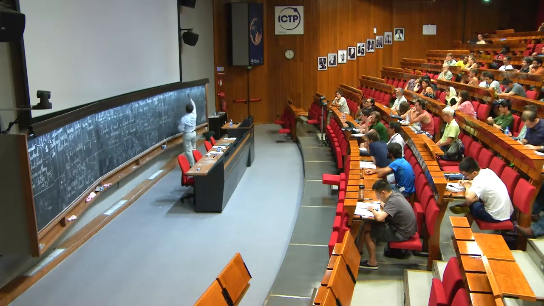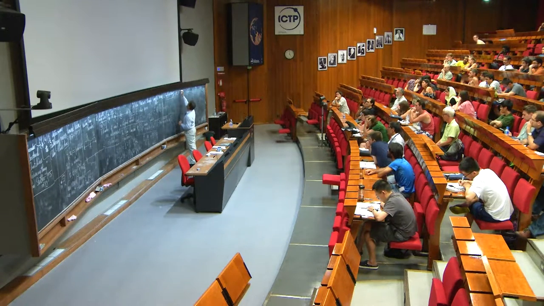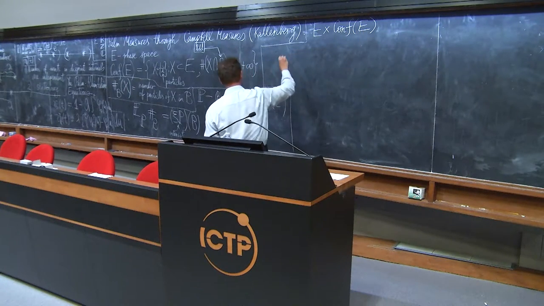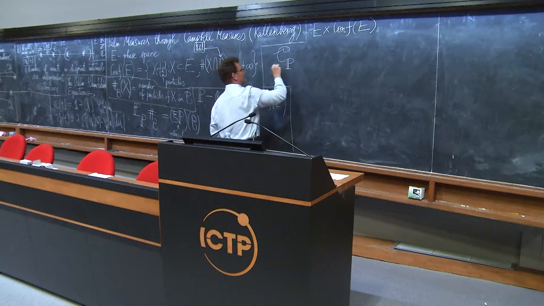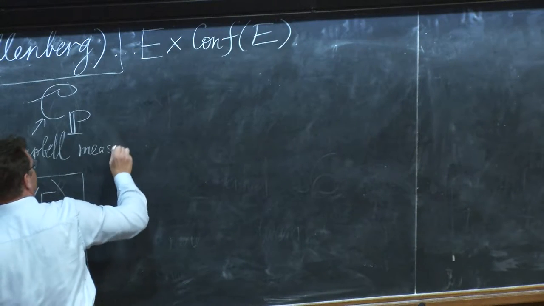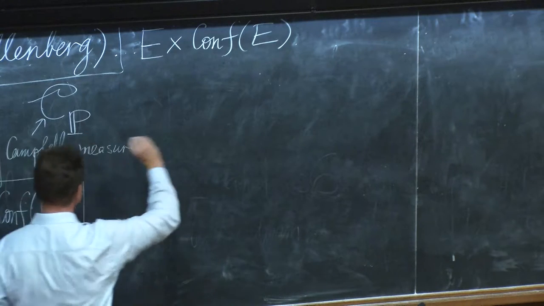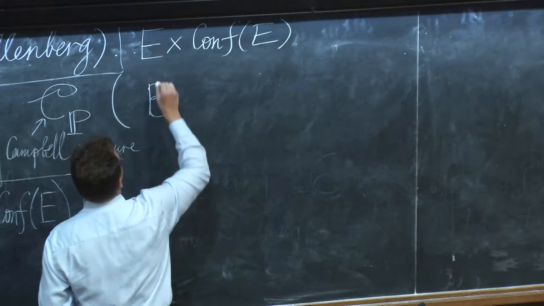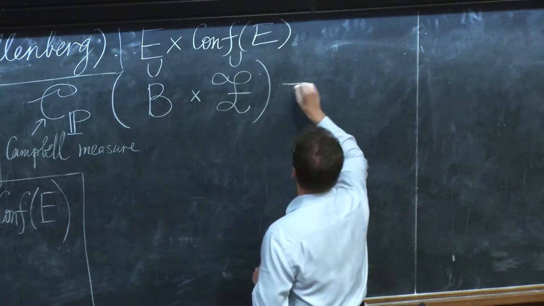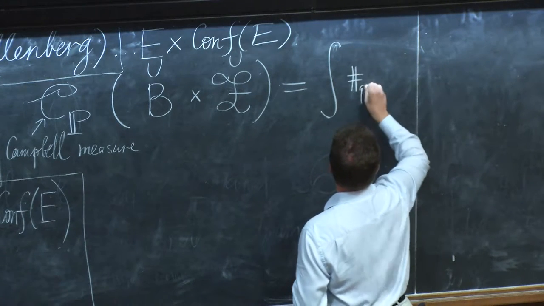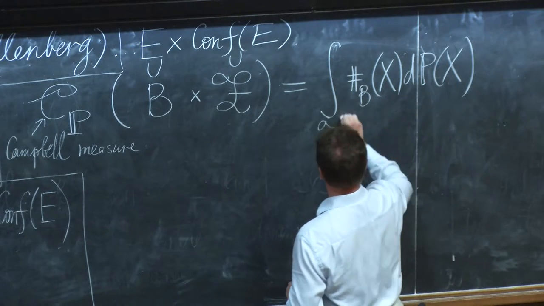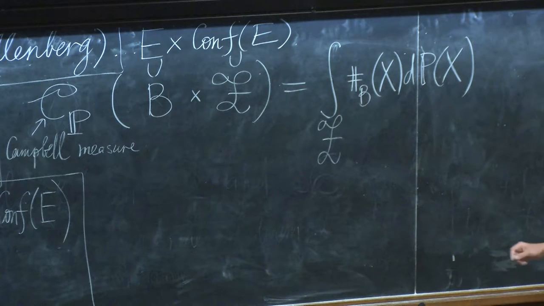So, in fact, we consider the space E times the space of configurations on E. And the Campbell measure C of P takes a subset B in E, takes a subset Z in the space of configurations, and assigns to them the following number. So this is the definition of the Campbell measure.